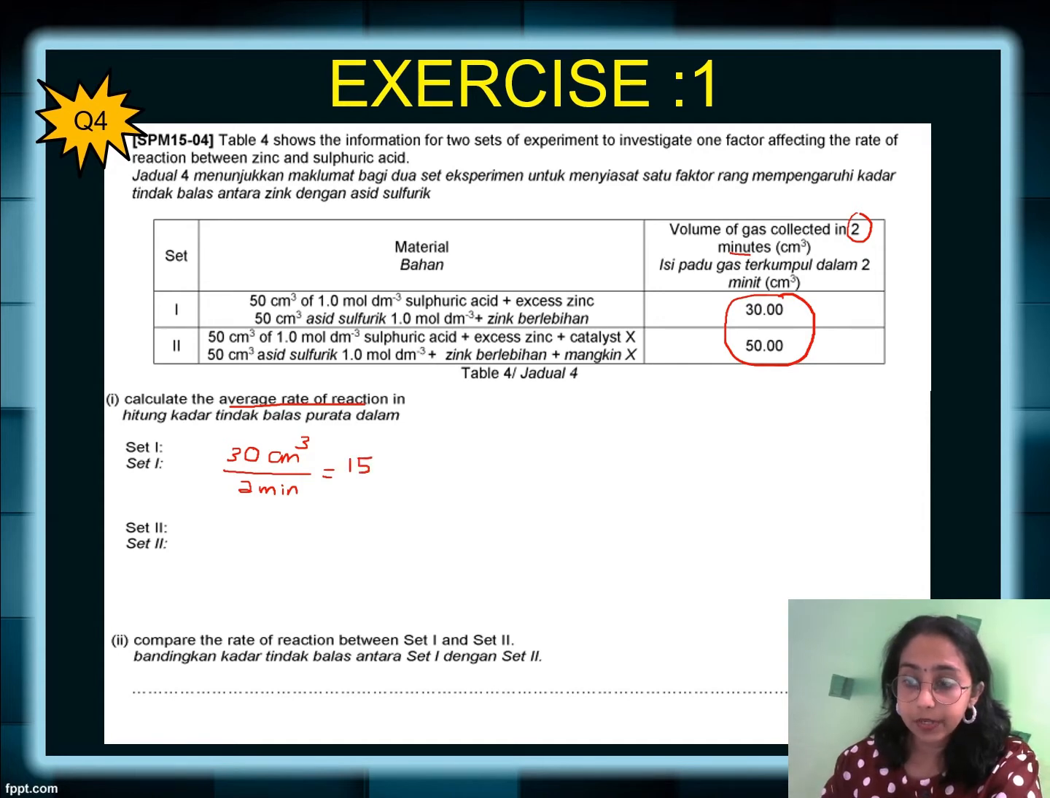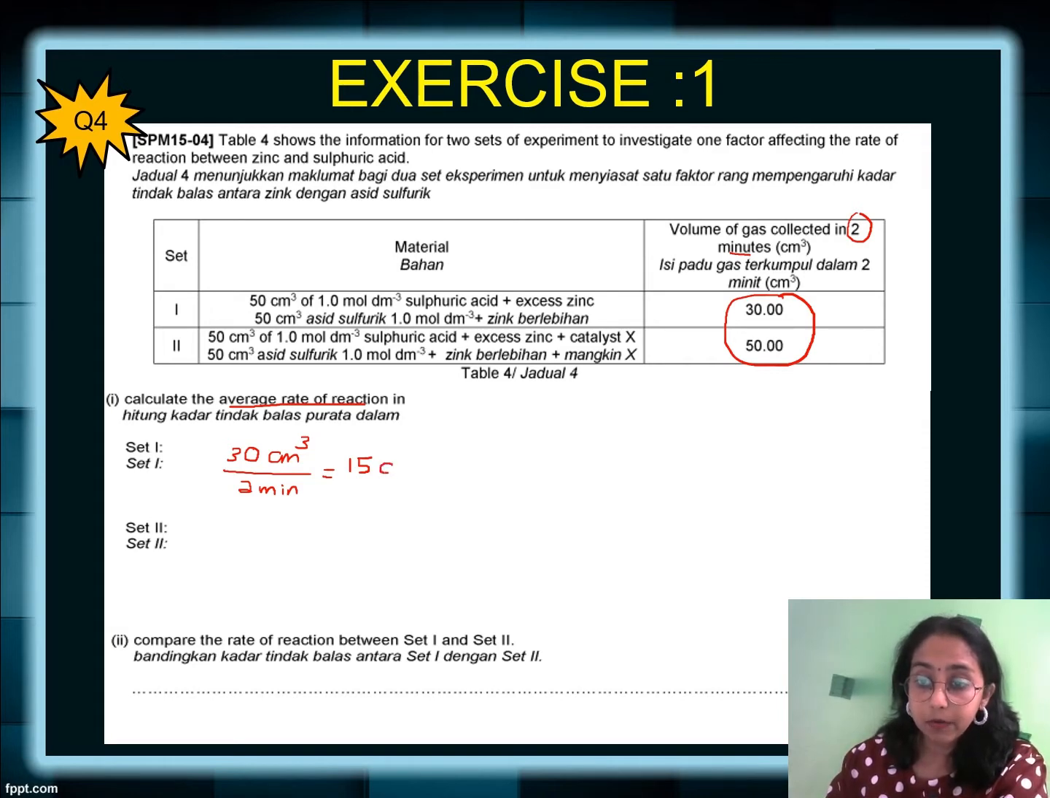And if you just leave your answer like this, no marks will be given to you, because in chemistry, just a number doesn't bring any meaning. You must have a unit for it to derive the meaning. Right now the unit for this will be cm cube per minute. Make sure you write the correct unit, then you will be rewarded with the marks. As for set 2, 50 cm cube divided by 2 minutes, so it's going to be 25 cm cube per minute.